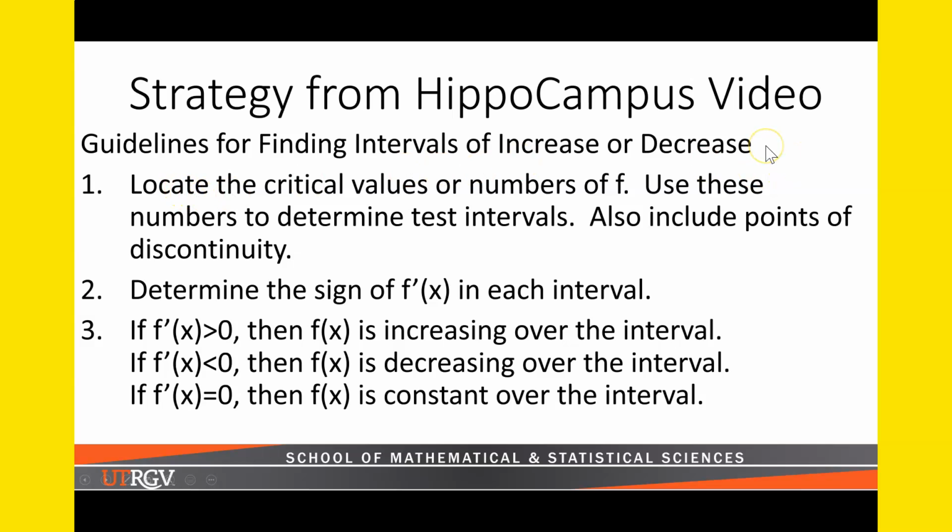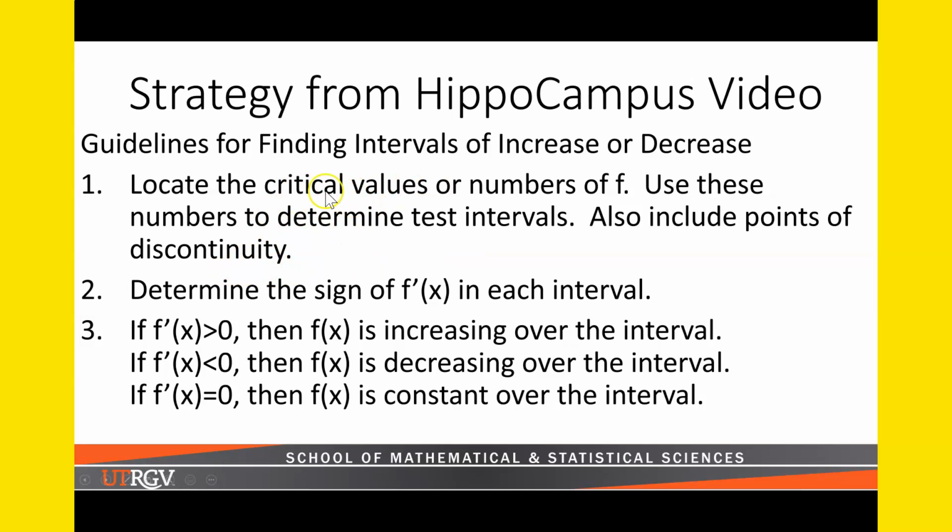A lot of times what you've learned in previous algebra classes is basically just looking at a graph. How do I look at a graph and determine the interval of increase or decrease? But now we're going to be able to do it purely algebraically, without having to look at graphical methods. So the algebra is going to lead to the graph rather than the opposite. So step one, locate the critical values or numbers of f. Use these critical values to determine test intervals. Also include points of discontinuity.